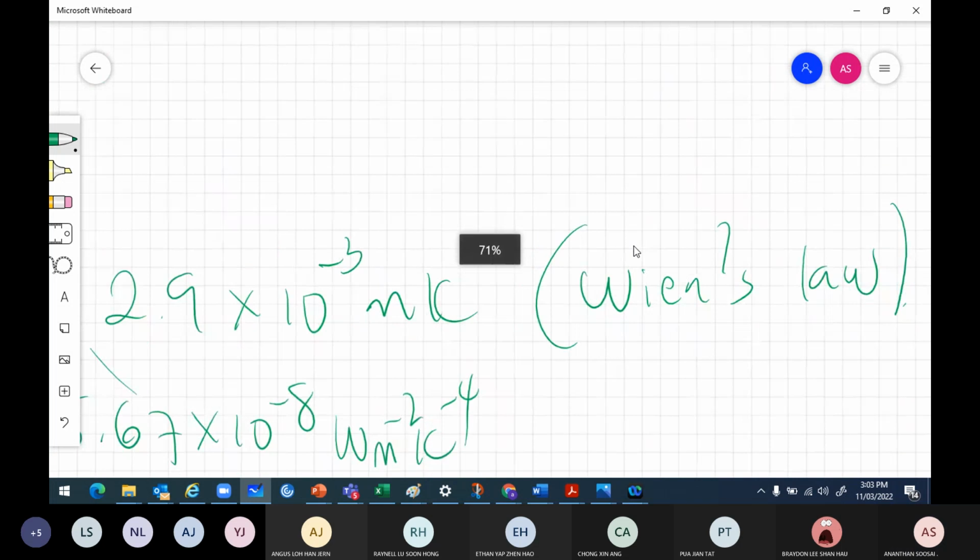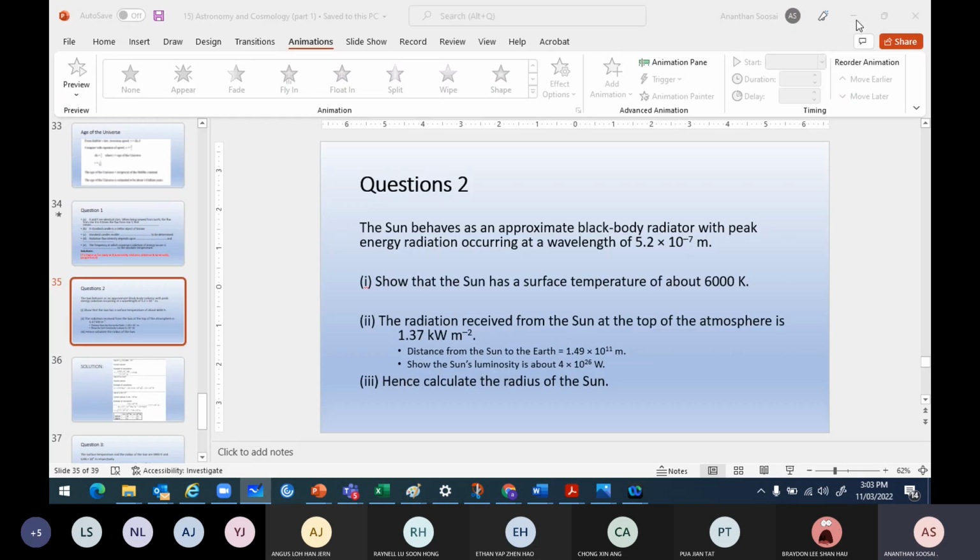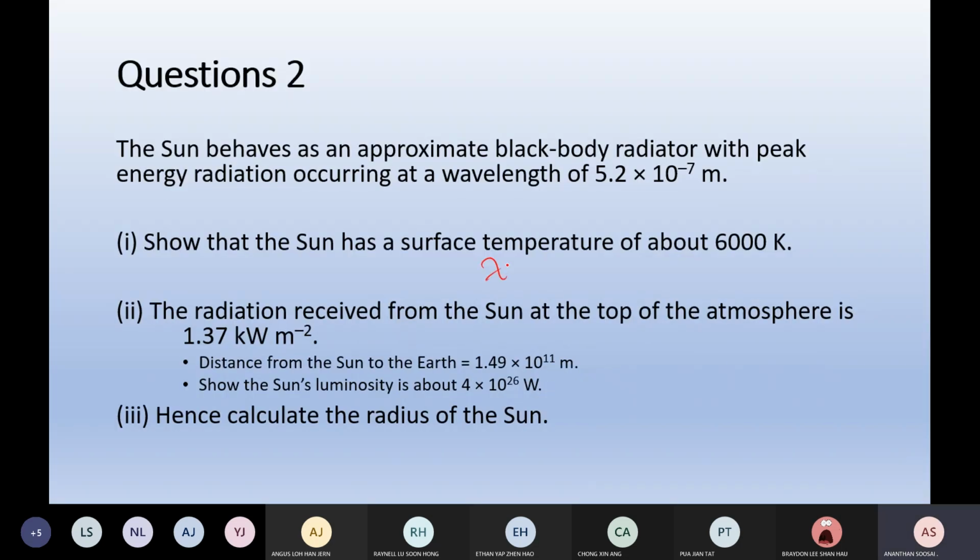Sorry, 2.9 times 10 power negative 3. Just in case, memorize it. Wien's law constant: 2.9 times 10 power negative 3. Use that to get the surface temperature. So lambda T equals 2.9 times 10 power negative 3. To get the T, you should get 6,000 Kelvin.